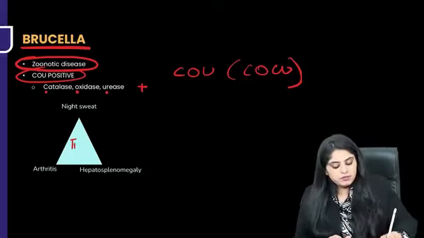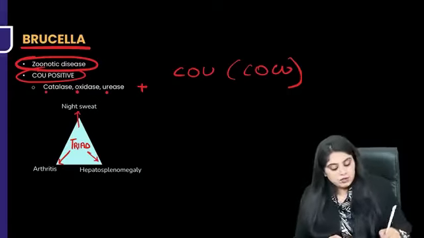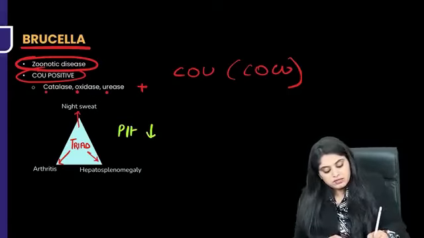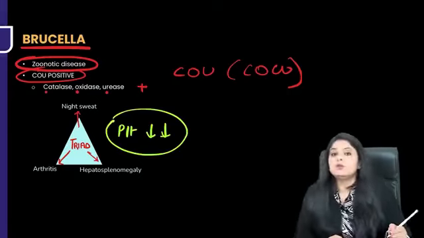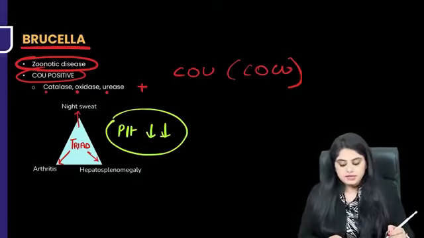There is a triad of Brucella which is important. These patients come to you with night sweats, arthritis, and HSM, hepatosplenomegaly. Also in pathology, please note that sometimes the platelet count can also be decreased. Thrombocytopenia can be seen. That is Brucella.